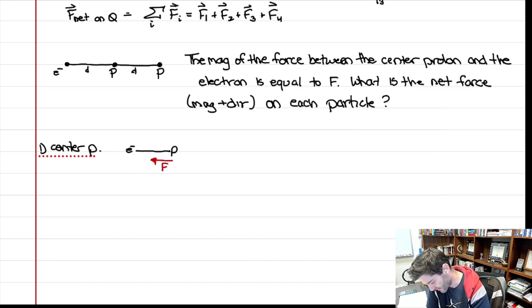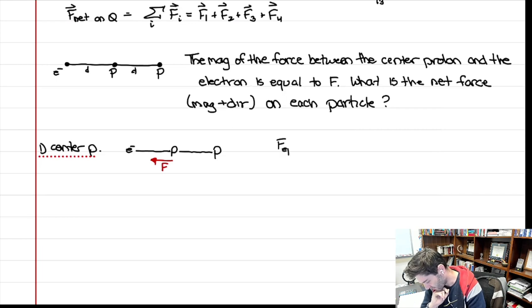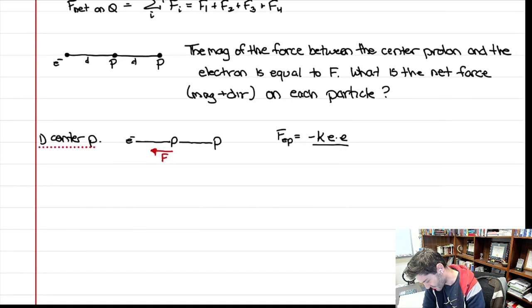I can then ask what's going on with the proton and the other proton. They're the same distance away. And we have to remember that protons and electrons have the exact same magnitude of charge, just one is positive and one is negative. So in terms of the force formula, the force from the electron on the proton we expect to be negative because it's to the left: k, the charge on the electron times the charge on the proton, all divided by the distance between them, which we said was d squared. And the negative sign then is telling us it's to the left.